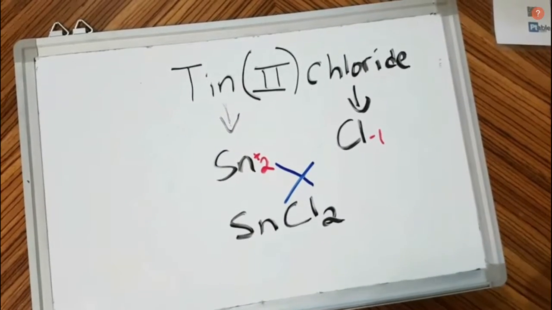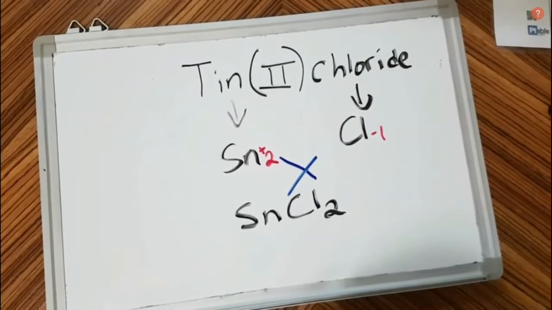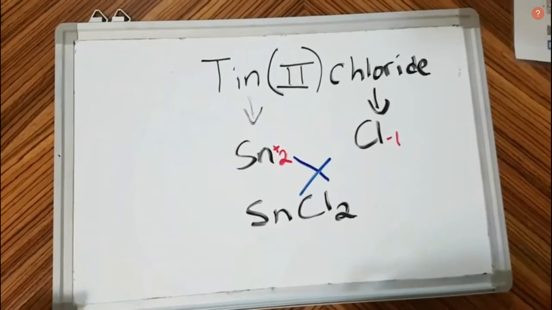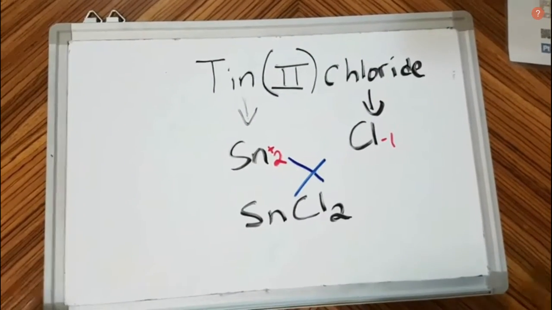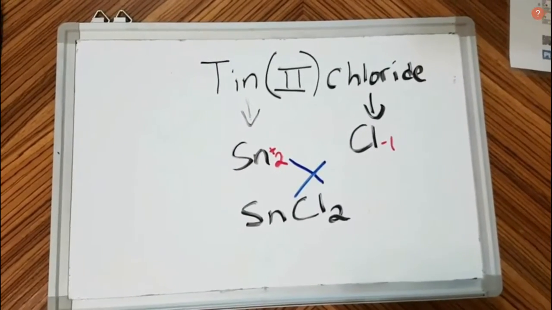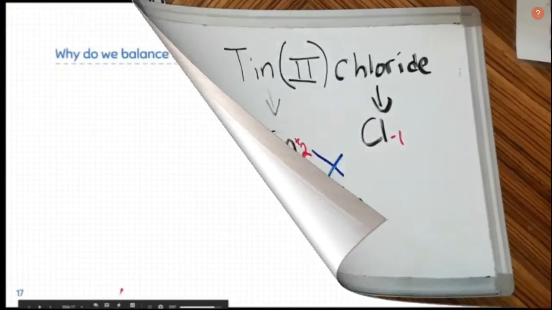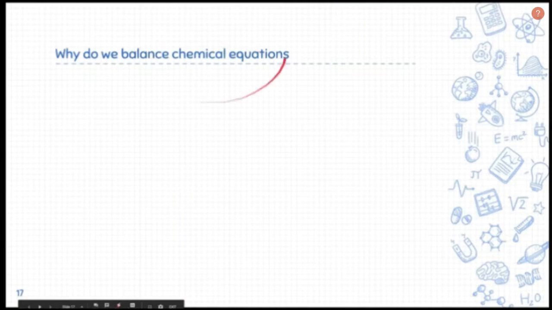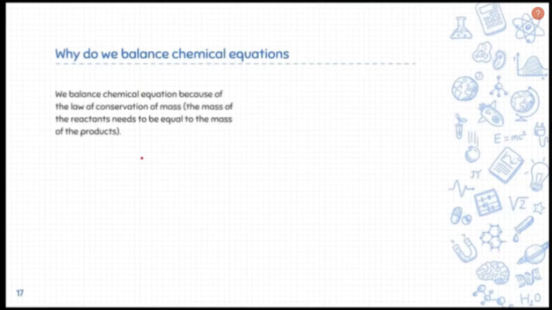And that's going to be all for naming ionic and covalent compounds and writing down their formulas from the name and the opposite way around. Now we're off to chemical equations. Now we're going to discuss why we balance equations. We balance chemical equations to follow the law of conservation of mass, which is when the mass of the reactants needs to be equal to the mass of the products.